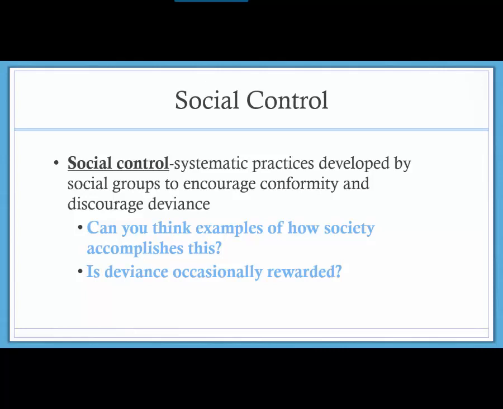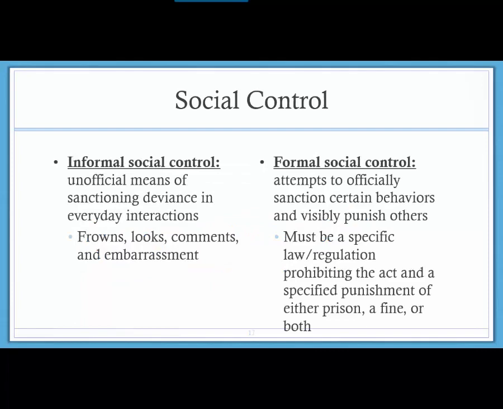So there are some times where deviance is occasionally rewarded, but most of the time, if you are somewhere doing something deviant, you are going to experience some repercussions. And so that social control can take on two forms: formal social control and informal social control.